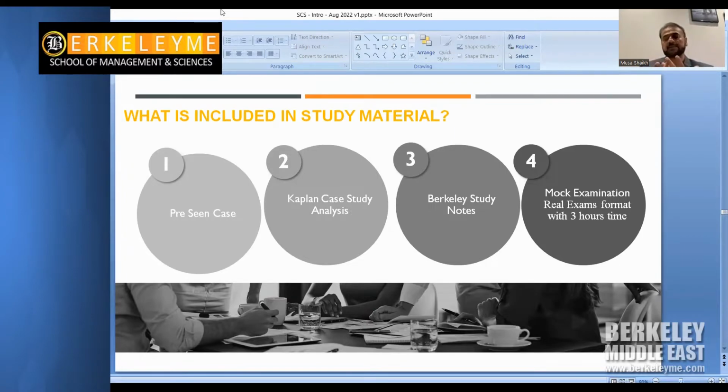It's a very classic composition of the pre-seen study text, our summarized analysis regarding the case, and then we mix it with Kaplan. Kaplan is the oldest publisher in terms of CIMA books and curriculum, and this is really effective. I also passed using Berkeley and Kaplan books, so I have full trust, and all our trainers like me have full trust in our case study analysis and the Kaplan books.